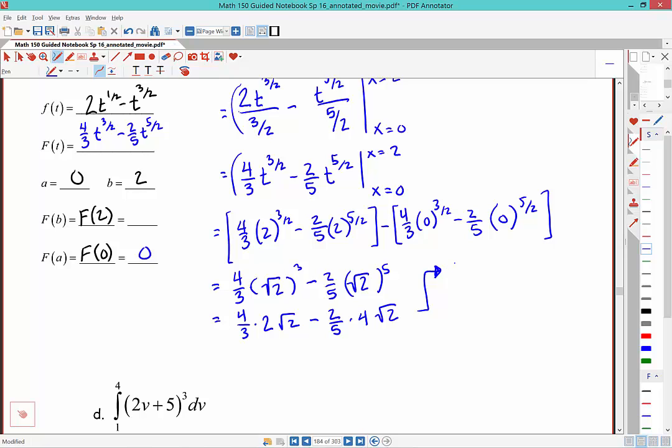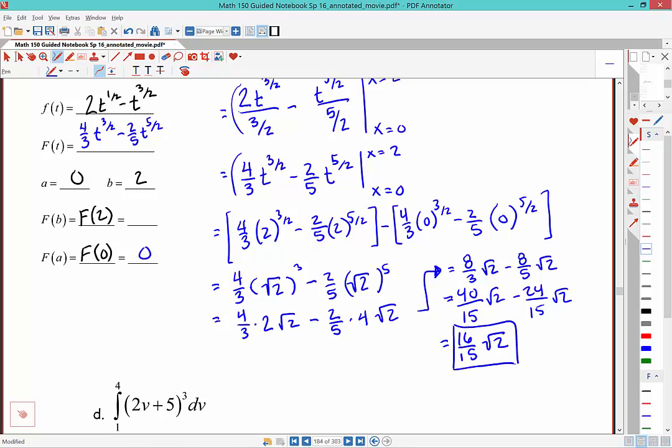So we have like terms. So we just need a common denominator of 15, right? So that would be 40 fifteenths root 2 minus 24 fifteenths root 2, which will give us, let's see, 40 minus 24 is 16 fifteenths times root 2. And we're done. So this ends up being 16 fifteenths times root 2. How are we doing so far? Good? Awesome. All right, so next up, we've got this guy.